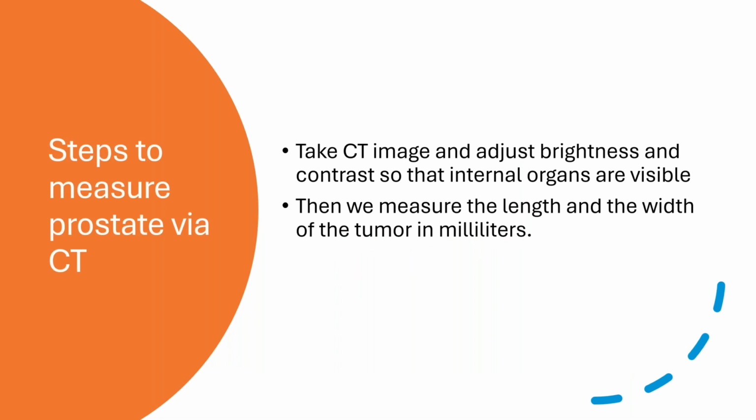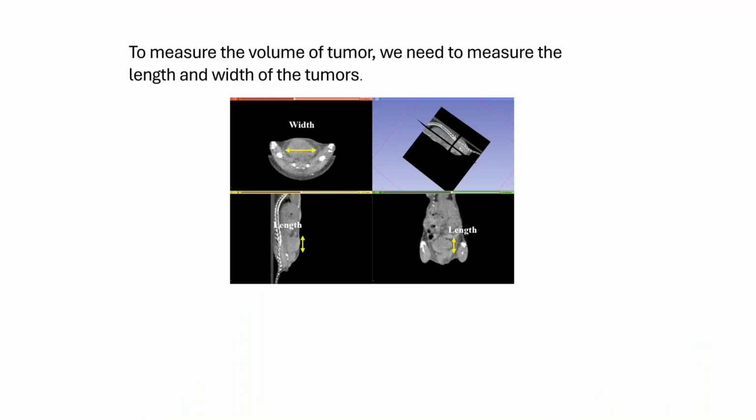Then what we do is we actually measure the length and width of the tumor in millimeters. So here's an example of a tumor that's been implanted in the animal, and this is probably about a month after implantation. And you can see that at these different viewpoints, you can see this tumor in different ways. And so the transverse angle, we definitely can see the width of that tumor nicely.